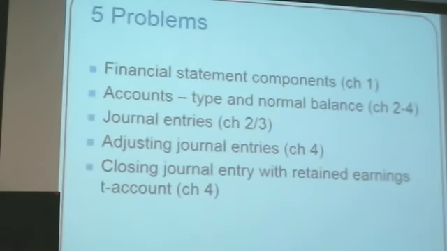The third problem is just the journal entries that we've learned from chapters 2 and 3. So that'll be its own problem. And then chapter 4 will have its own problem as well. That will be all adjusting journal entries, and each of those has about 5 or 6 different transactions. And then last is doing what we just did, the closing journal entries with the retained earnings T account.